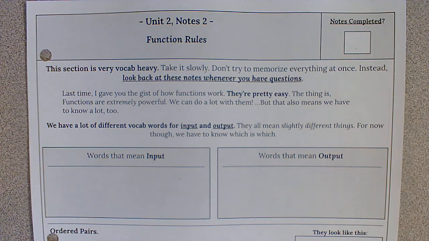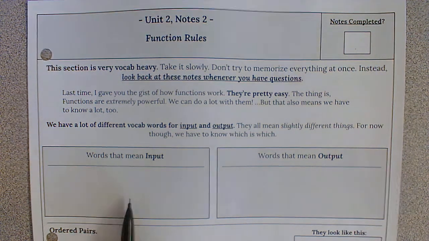Starting with vocab. So, in Notes 1, we talked a lot about input and output. Like I said in the last notes, functions are actually a really easy thing, with a lot of details that make them seem a lot harder than they really are. The best way to make that easier is to put a bunch of vocab words in one of two categories. Each of these words means slightly different things, but for right now, I just need you to know which ones represent input and which ones represent output.